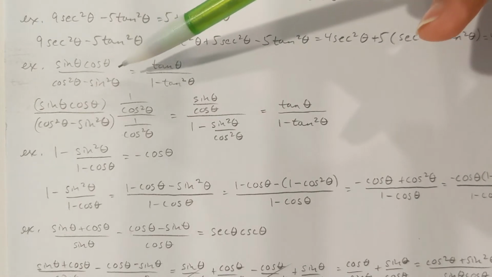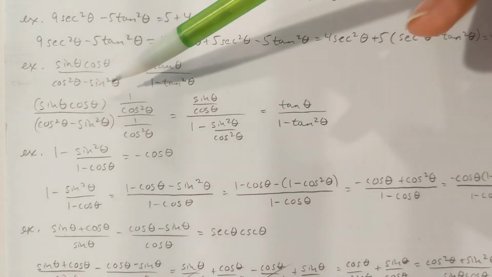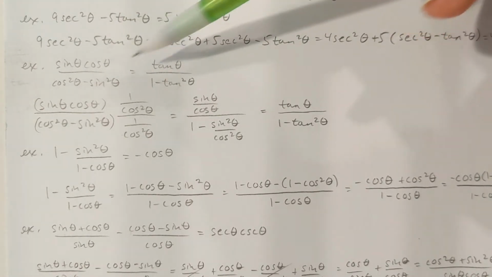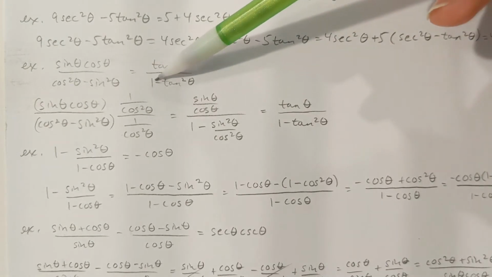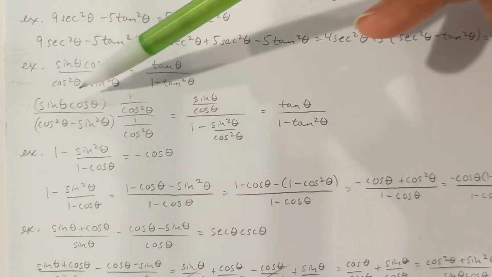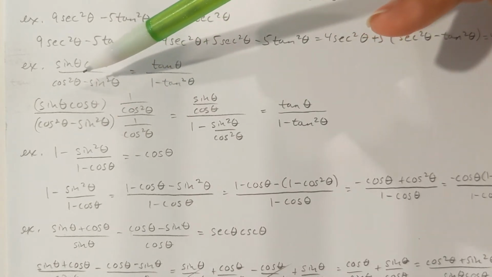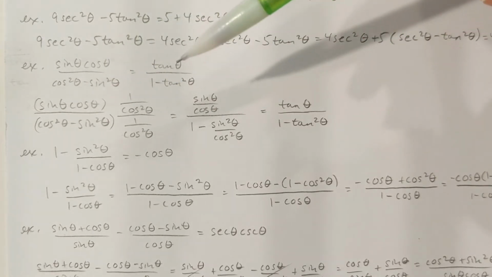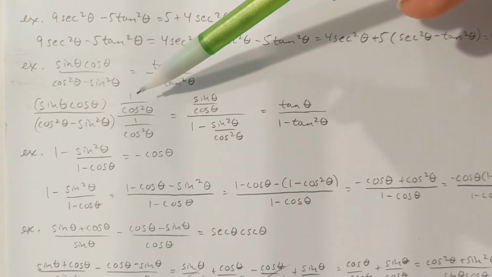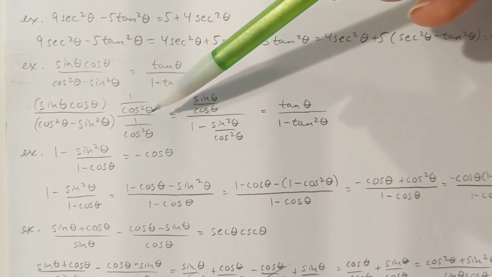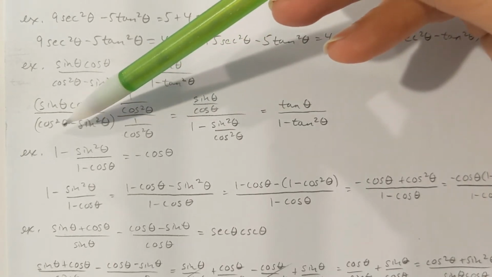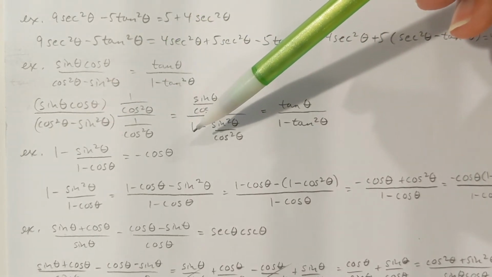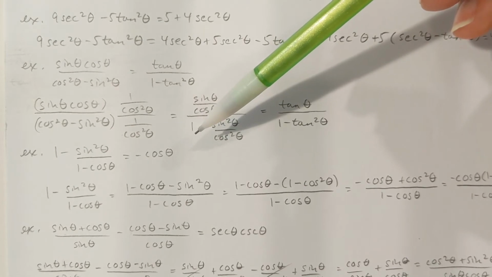Here's another problem. Now when I look at this, if I start with the left side and I try to get to the right side, in the denominator I have a 1 leading off. In the denominator on the right, I have a cosine squared theta term leading off. So I'd like to turn that into a 1. Well, if I multiply the top and the bottom by 1 over cosine squared theta, I'll get that 1 that I need leading off. So let's start with that.